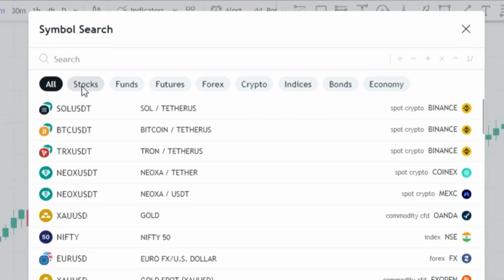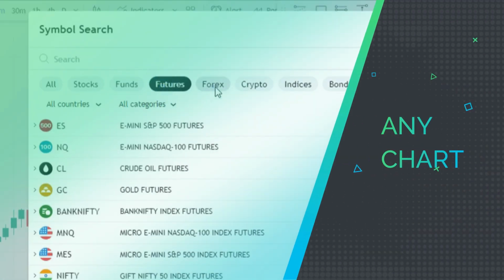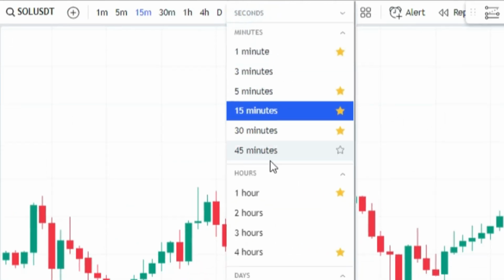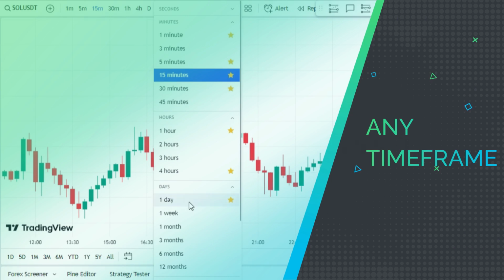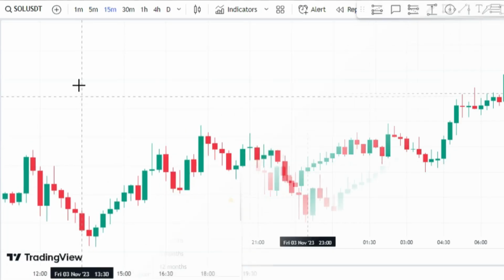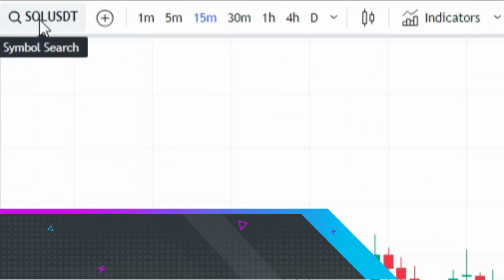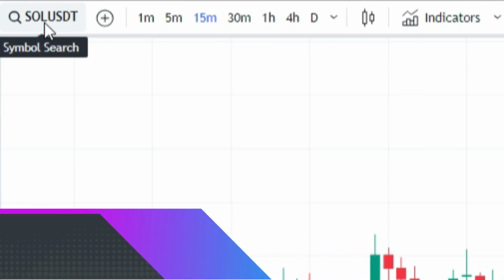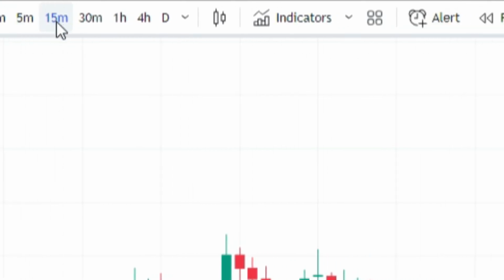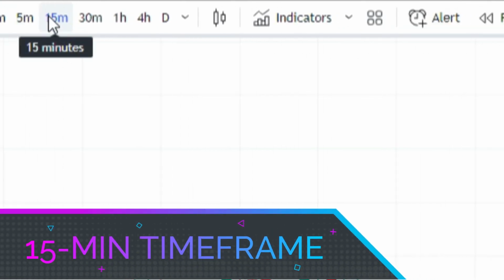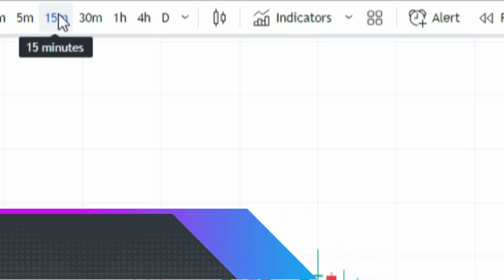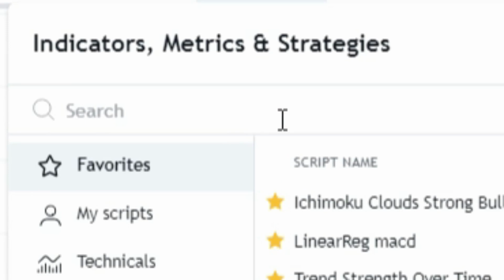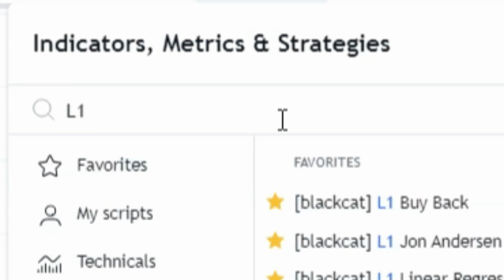Let's start by picking any chart you're interested in trading. For example, I've chosen the Solana currency on a 15-minute time frame. Now let's add the L1 John Anderson Standard Error Bands indicator to our chart from the indicator section.